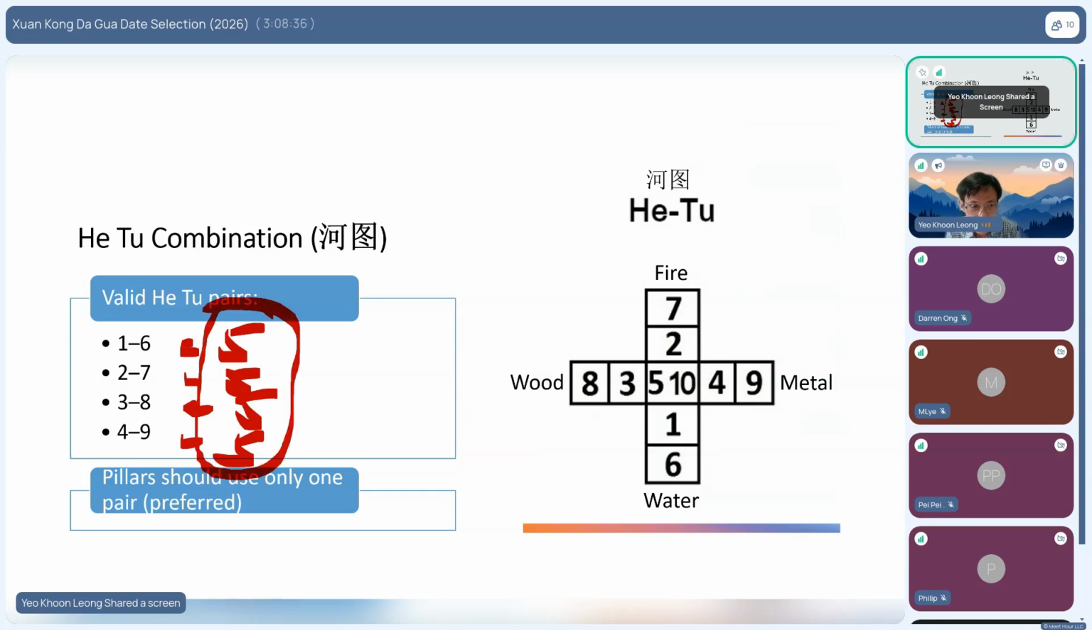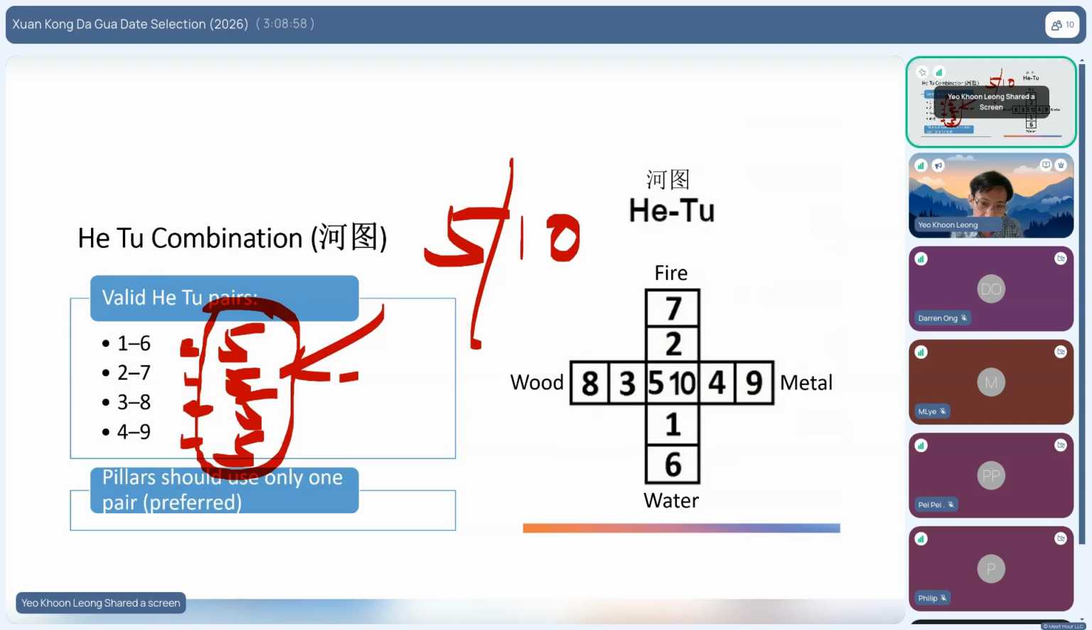Okay, so don't say that the 5 and 10 is missing. 5 and 10, where they go, they play a very important role. 10 go to the combination of 10. 5 come into this He-Tu. Clear? Okay, so same thing. If you are going to go for He-Tu, make sure it is the same pair throughout. Then it's called valid He-Tu combination. And He-Tu is also very stable, very harmonious.